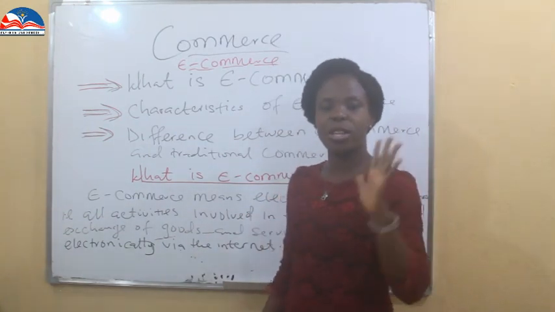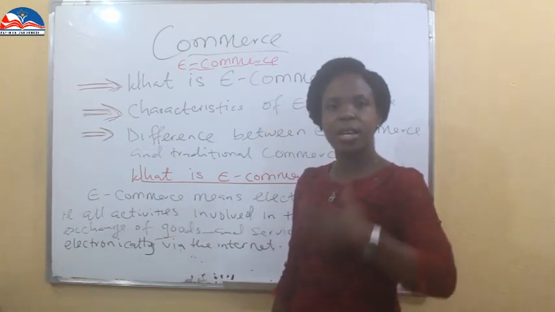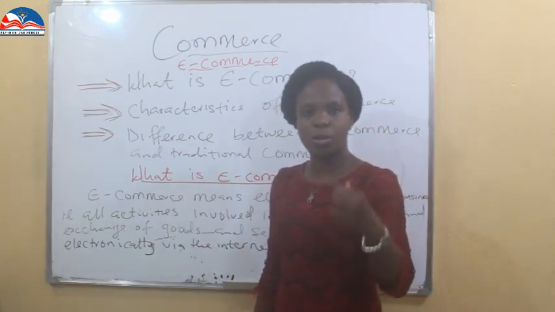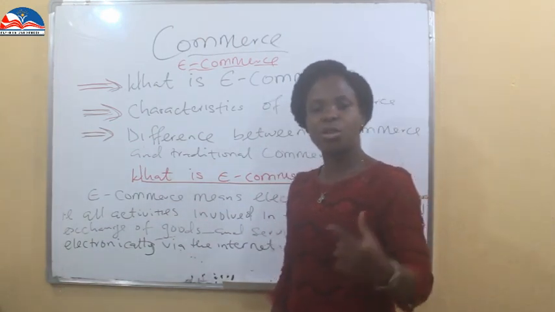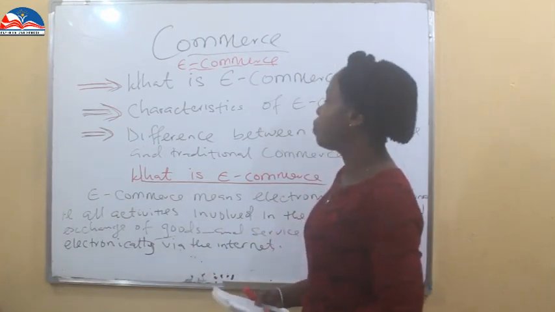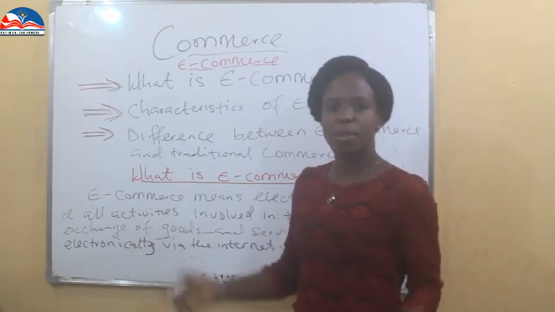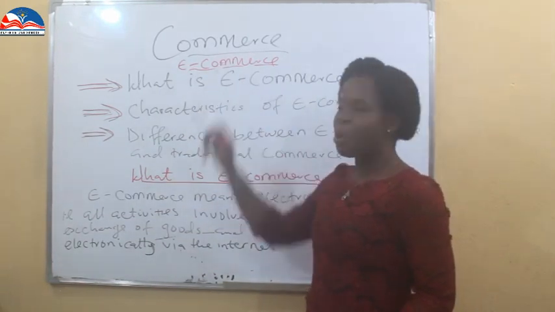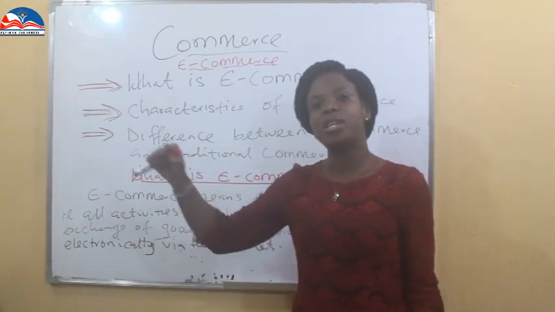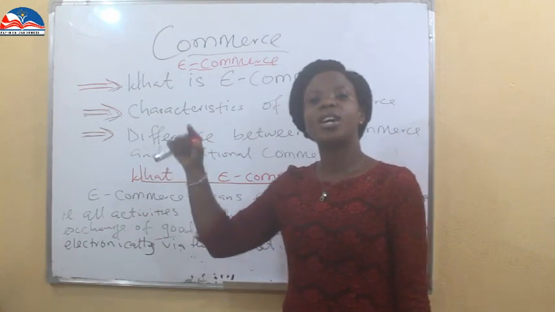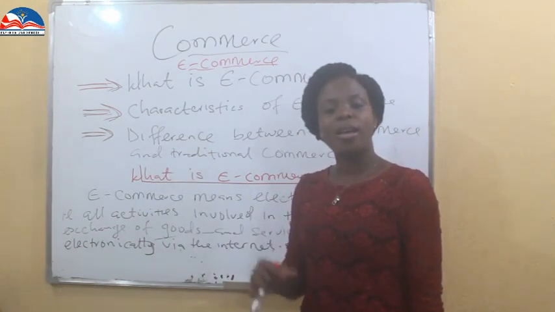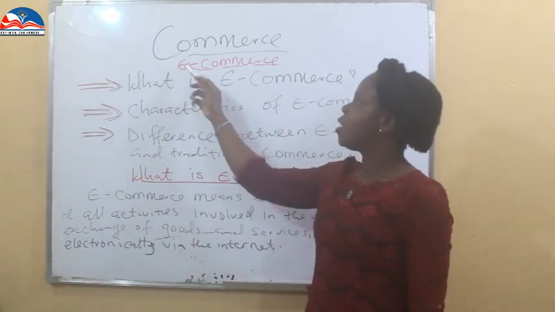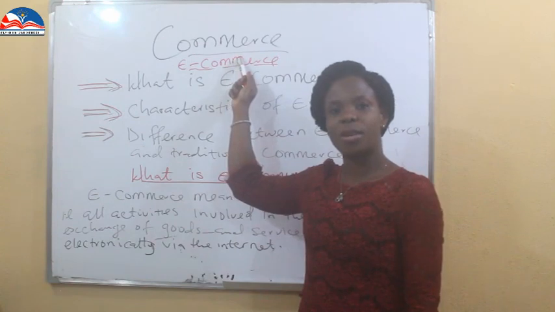Remember our last class, we explained what commerce is. We defined it, we explained it, and we saw the functions of commerce. Today we are going to go a little further by adding e to the commerce. So to start this class, let us try to explain what is e-commerce. The e added to the commerce means electronic commerce or internet commerce. So the symbol e is what differentiates it from our traditional commerce.